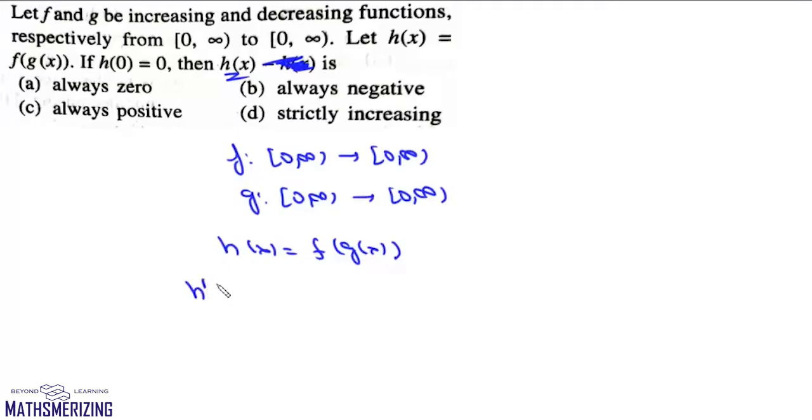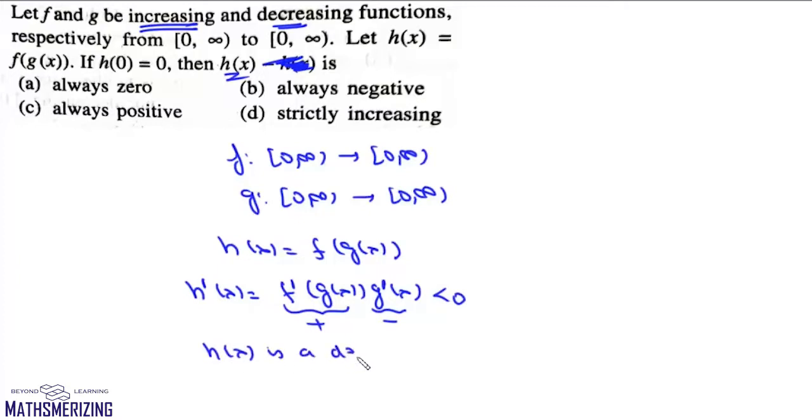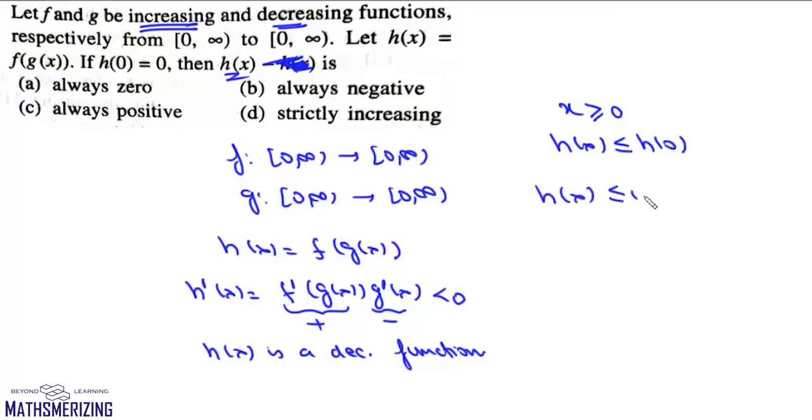Now we find h dash x will be f dash gx into g dash x. Now it says fx is increasing and gx is a decreasing function. So f dash is positive and g dash is negative. That means h dash x is less than 0, which simply means that hx is a decreasing function. Now if x is greater than or equal to 0, then hx is less than or equal to h0. Now h0 is 0. So from here we get this condition that hx is always less than or equal to 0.